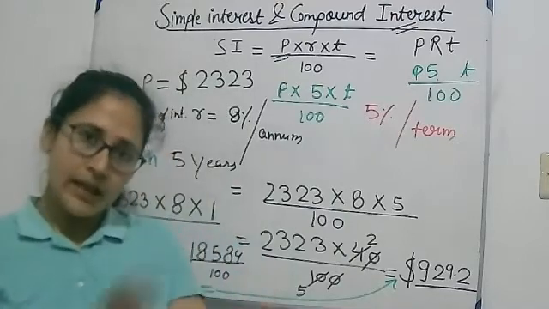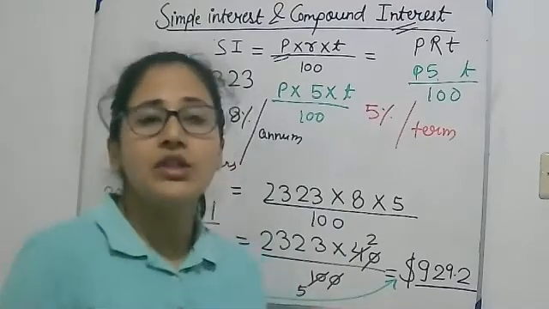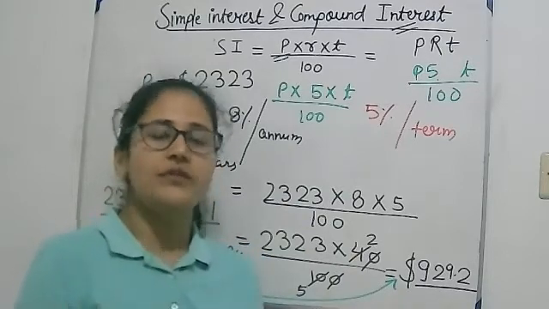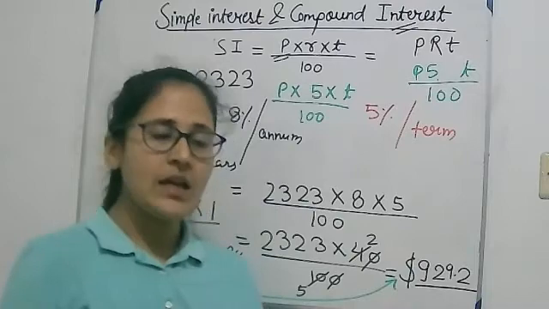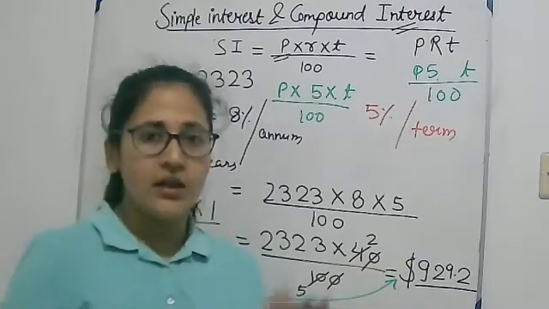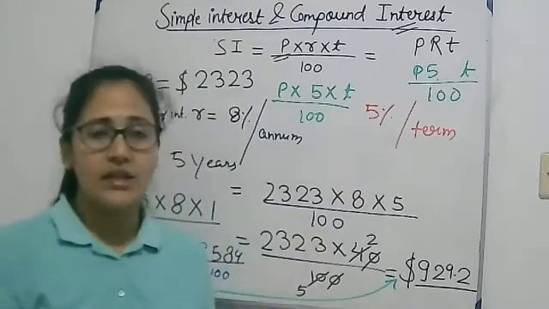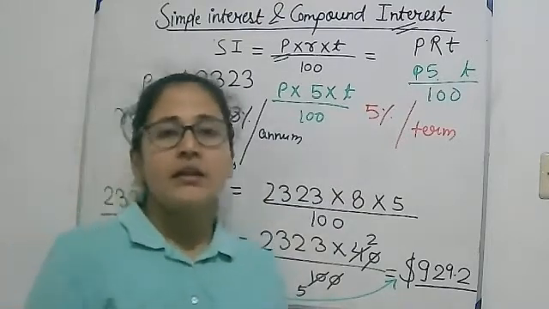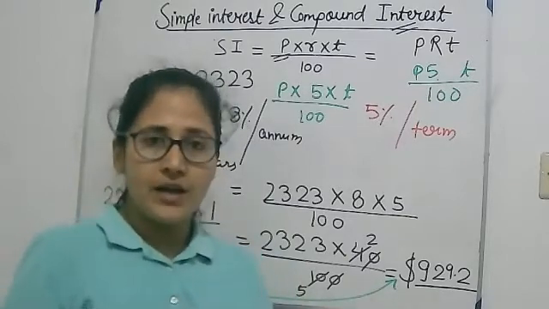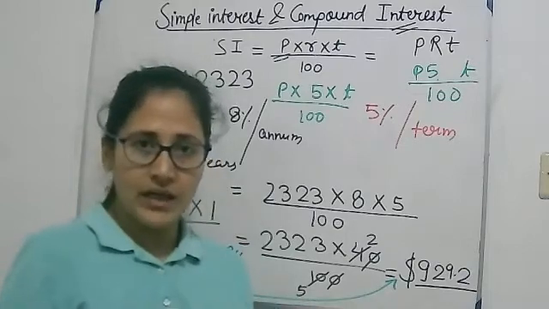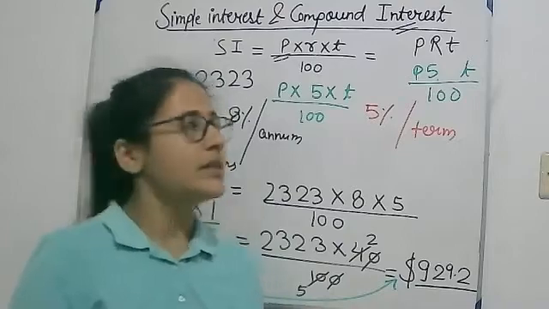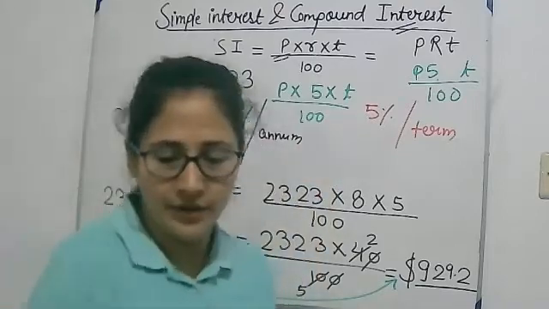But for the second year, the principal amount will change by adding the interest of the first year. That means the principal of the first year plus the interest of the first year will be the principal of the second year. Then for the third year, the principal of the second year plus the interest of the second year will be the principal of the third year. Let's see how to derive the formula of compound interest.